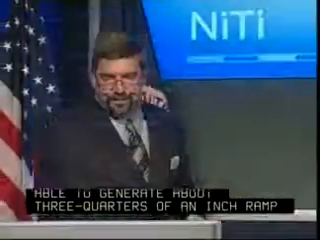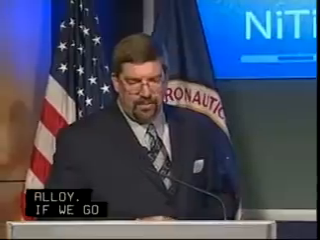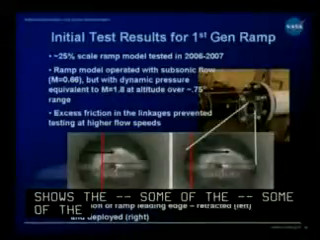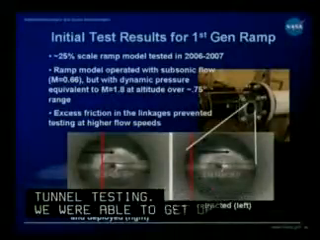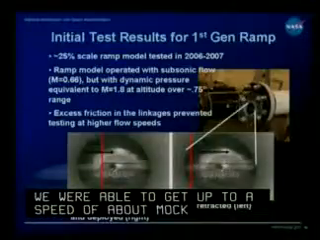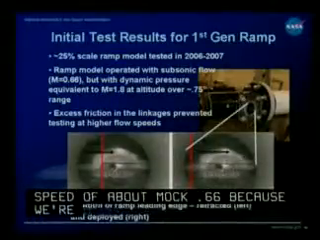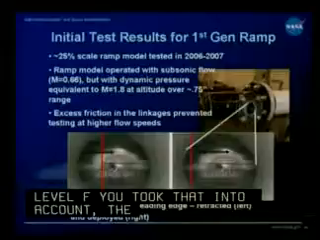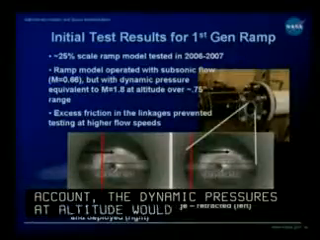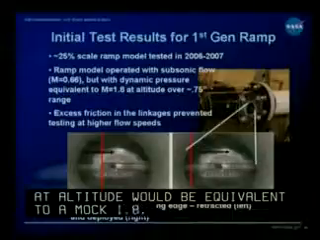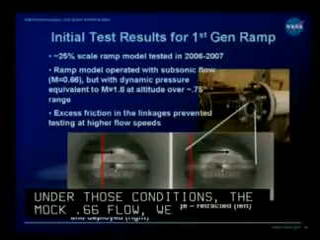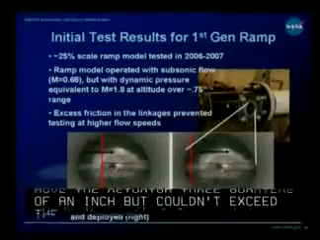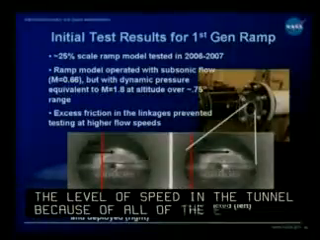If we go to the next slide, this shows some of the results of the wind tunnel testing. We were able to get up to a speed of about Mach 0.66 because we're using air at basically sea level. If you took that into account, the dynamic pressures at altitude would be equivalent to about Mach 1.8. But under those conditions, the Mach 0.66 flow, we were able to move the actuator about 3/4 of an inch. But we couldn't exceed that level of speed in the tunnel because of all the excess friction in the linkages and that. So what we did was we redesigned the actuator.